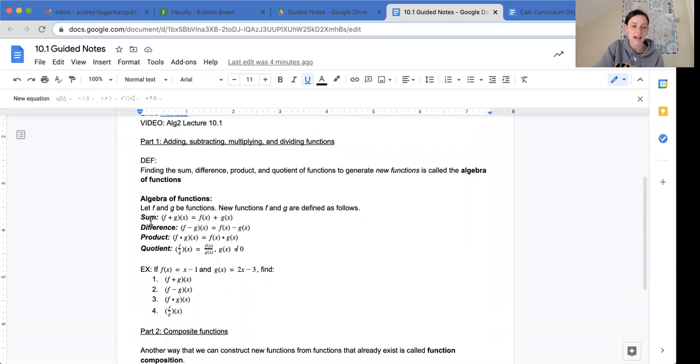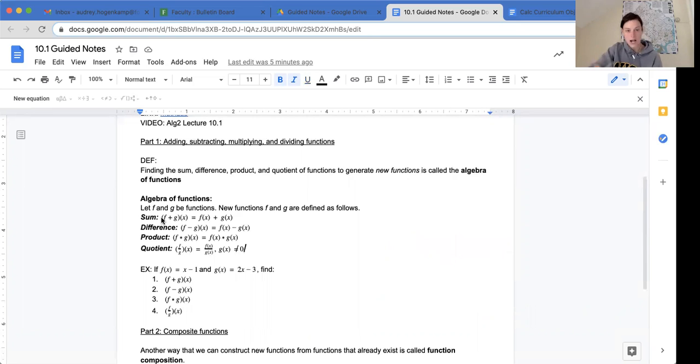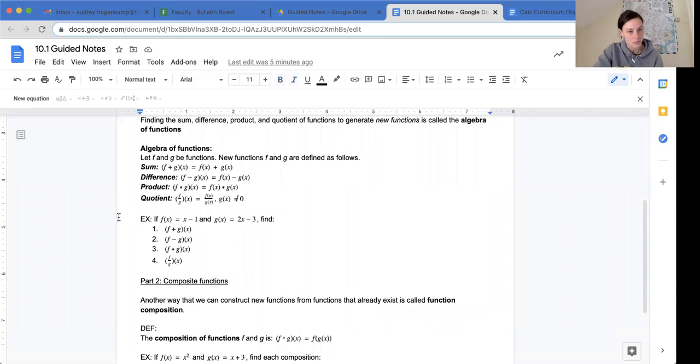So algebra of functions, let f and g be functions. New functions, f and g, are defined as follows. So these first parts here are really just saying, here's the way we notate it, and then doing things that we already know how to do. So don't freak out because we already know how to do this. It's basically just new notation because we've never seen something like f plus g of x. But really that's just the same thing as f of x plus g of x, which we could totally do. Okay, so it's basically new notation. But let's go over some examples. So read through those algebra functions, see if that makes sense to you. And we're going to do some examples.